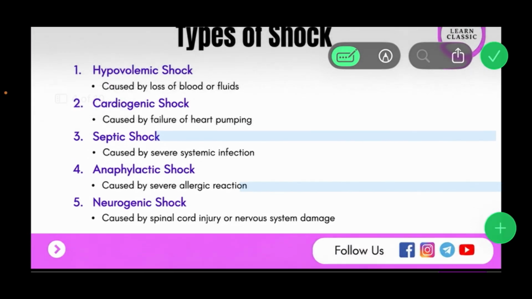Okay, coming to septic shock. What is septic shock? It is caused by a severe infection that spreads through the bloodstream. The infection causes extreme inflammation, low blood pressure, and poor blood flow to the organs. For example, a patient with severe pneumonia or untreated urinary tract infection may develop septic shock if the infection spreads throughout the body. This is about septic shock.